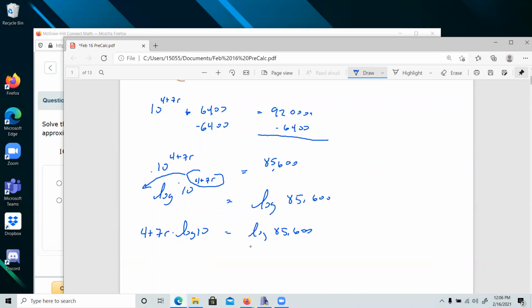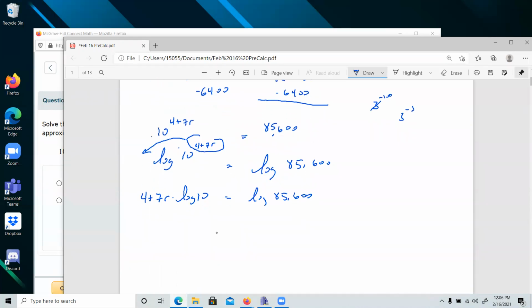Now it's okay for the solution for r to be negative. I don't have to put it back in here. That's okay, because with exponents, you could do 3 to the negative 100, or 3 to the negative 3. That's okay. That's just 1 over 27. So let's go ahead and subtract 4 from both sides. We have 7r. Oh, we said this before.